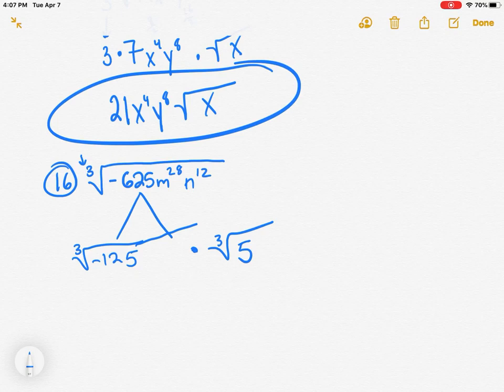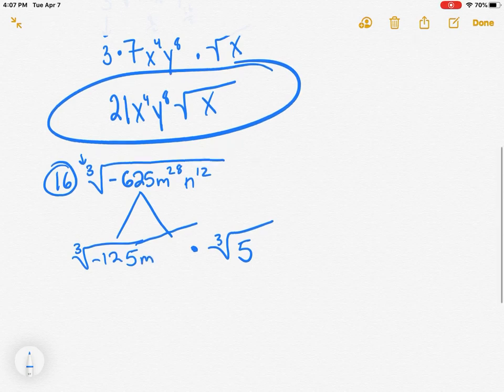I've got to get 28 to be a multiple of 3, right? Well, let's think about it. Can I take away a couple? I can take away 1 and get to 27. 27 is a multiple of 3. 2 plus 7 is 9, and 9 is a multiple of 3, right? So I can make this a 27, right? N is good. 12 is a multiple of 3. And since I just took 1 m out, I just put this 1 m right there.